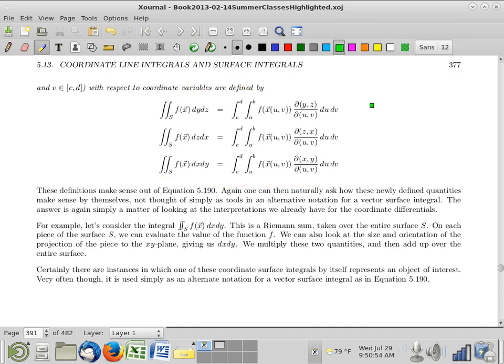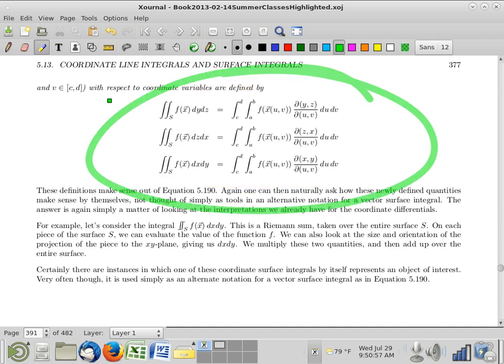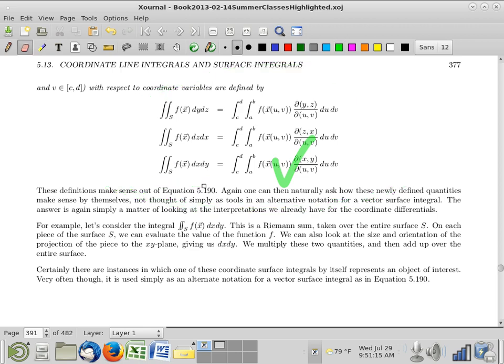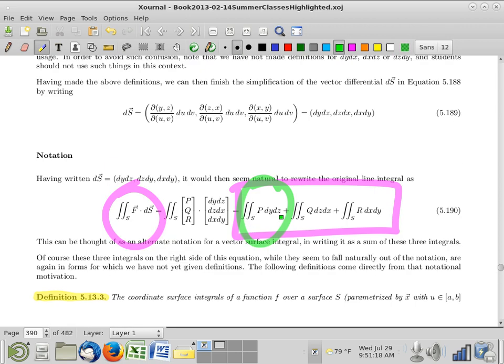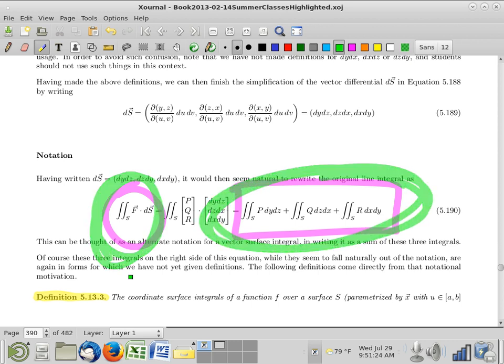So that's this: the definition of what it means to take an integral of a function over a surface, but with the differential being dx dy or dz dx, etc. So it's exactly what we talked about on the previous page. I'm just writing down as a definition formulas that we've already cranked out. Primarily, you're going to see this as an alternative notation for vector surface integrals.